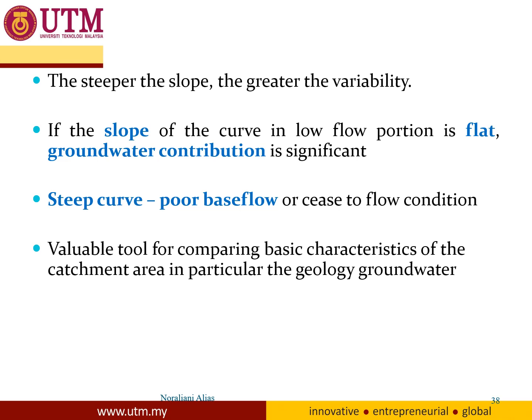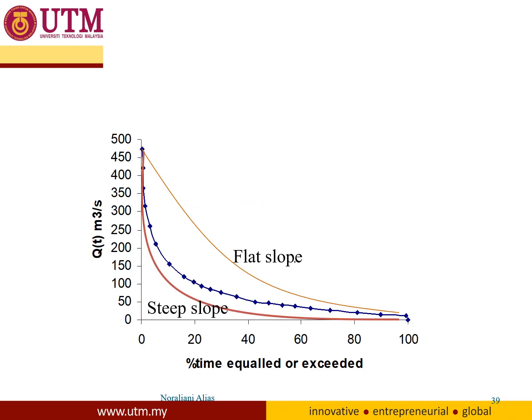The steepness of the slope also shows you something. The steeper the slope, the greater the variability. If the slope of the curve in the low flow portion is flat, this shows that groundwater contribution is significant. If it's a steep curve, it means poor base flow or quick flow condition. This is a valuable tool for comparing basic characteristics of the catchment area, in particular the geology and groundwater. These are the different types of slopes.